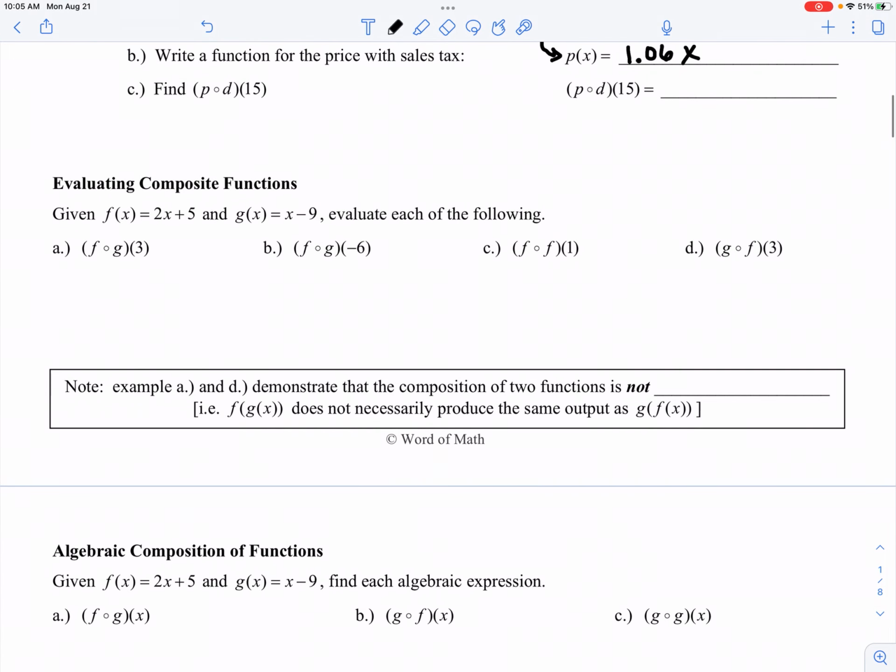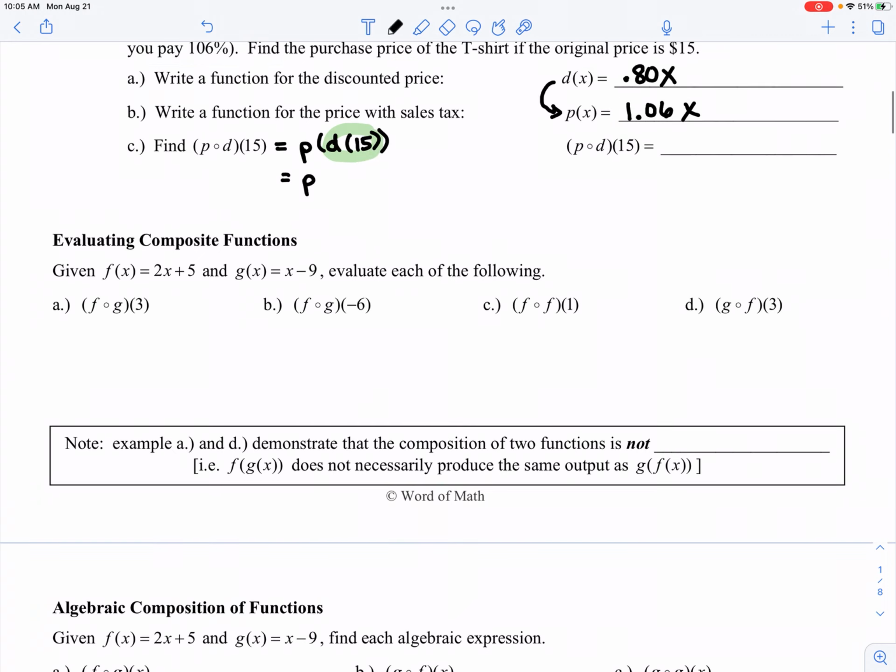So we're going to find P of D of 15. Remember I said this is the same thing as P of D of 15. We always work inside out. We're going to work on this first D function. Well, my D function, according to my discounted price, is 0.80 times our x, and our x is 15. So this gives me here P of 12, which means the sales price of the shirt is $12.